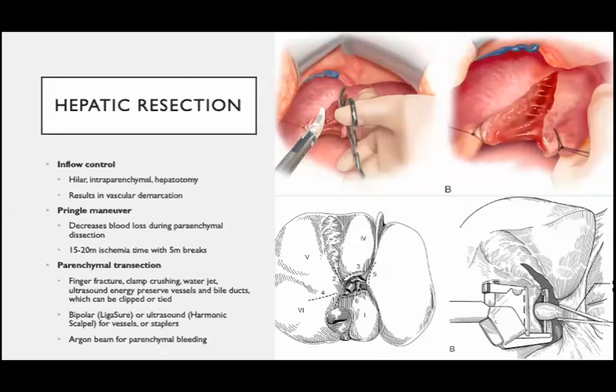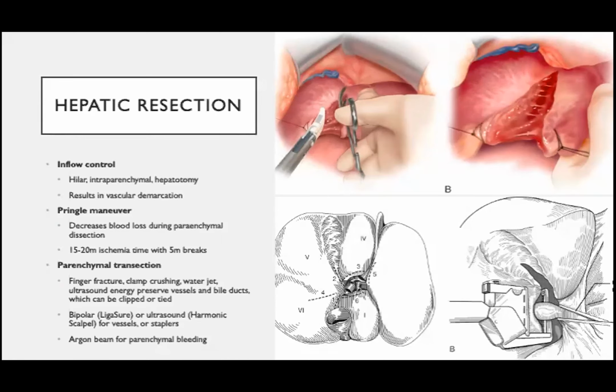The basics of hepatic resections are inflow control, which results in vascular demarcation, which you can use for your wedge resection. The Pringle maneuver is an important thing to know. You can decrease blood loss during parenchymal dissection. That is when you just clamp across the portal triad. You can do it for 15 to 20 minutes at a time with 5-minute breaks.